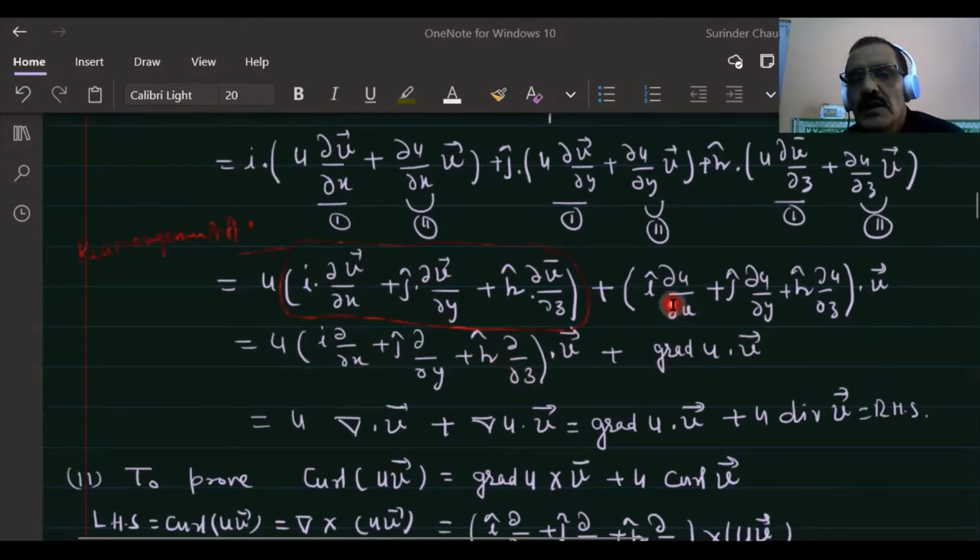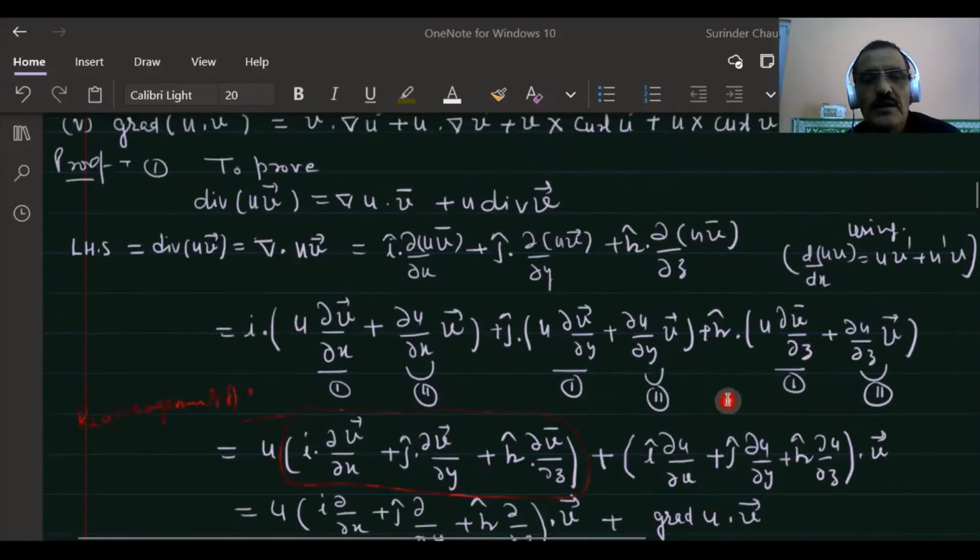Similarly, this is the gradient of u. If u is taken out, this is del of u, gradient of u dot. So now this one is del of del dot v. This is equal to del dot u del dot v plus del of u dot v. This is equal to u vector del of u vector plus v vector dot gradient of u vector dot v.